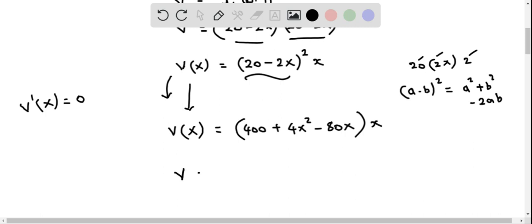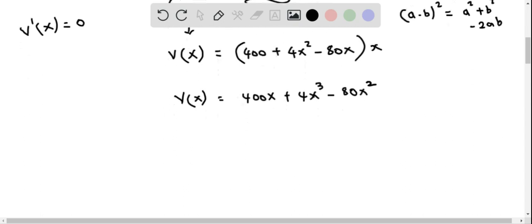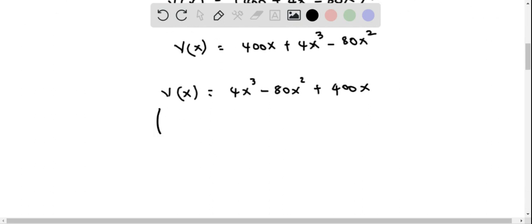Let's simplify this. V of x equals, we can distribute this x into the terms inside the brackets. So we get 400x plus 4x cubed minus 80x squared. Let's write this in decreasing powers of x. So here we have V of x. Write the 4x cubed term first, then the square term, that is negative 80x squared, plus 400x. We need to find the derivative and set this equal to 0 so that we can find the critical numbers. So let's do that. We will now differentiate this.